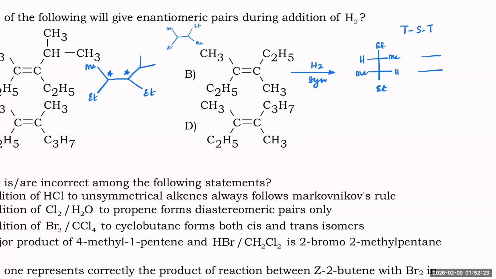And the addition can happen from the other side also. That means hydrogen, hydrogen can be here, methyl, methyl can be here, and then ethyl, ethyl can be here. Got it? So if you notice, these two are enantiomers of each other, which is correct. So B is correct in this case.